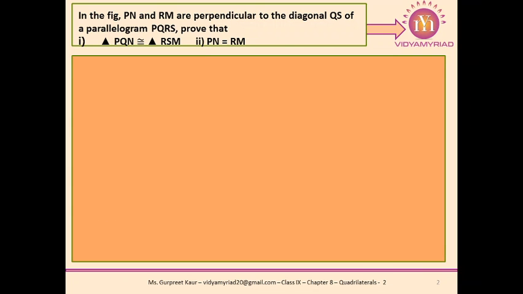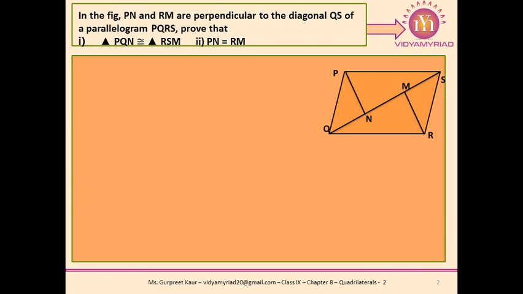Question number 1. In the figure, let me show you the figure. This is the figure. PN and RM are perpendicular to the diagonal QS. So they are perpendicular, that means they will be 90 degrees. In a parallelogram PQRS, prove that triangle PQN is congruent to triangle RSM and PN is equal to RM.